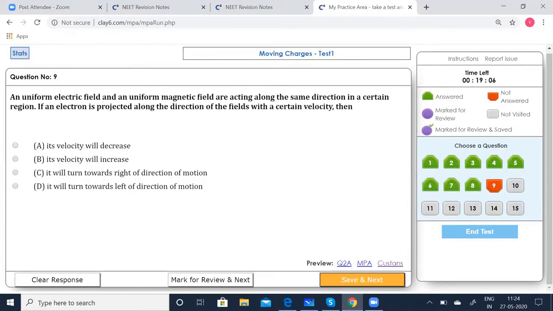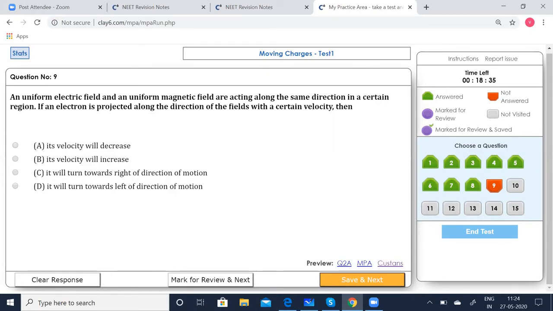Question number 9. A uniform electric field and a uniform magnetic field are acting along the same direction in a certain region. If an electron is projected along the direction of the fields with a certain velocity, then what happens? Its velocity will decrease, velocity will increase, it will turn towards the right of the direction of motion, or it will turn towards the left of the direction of motion. All right.